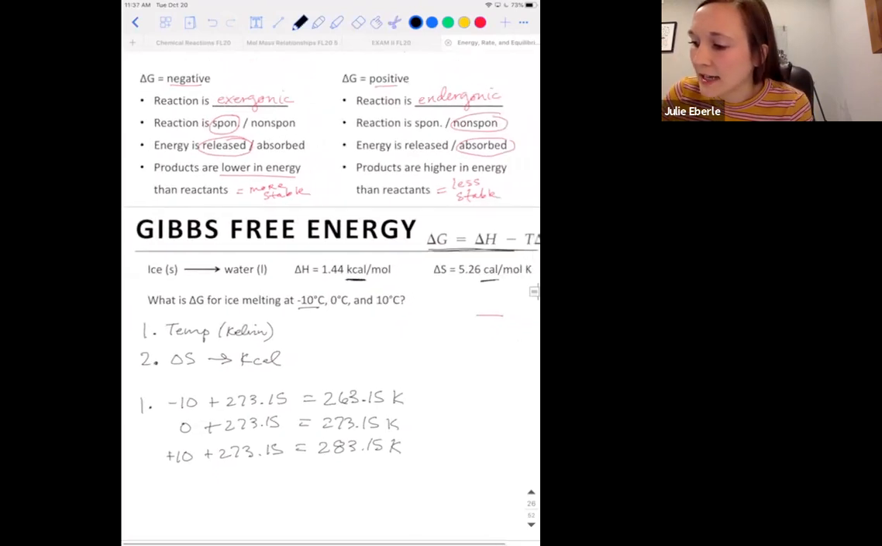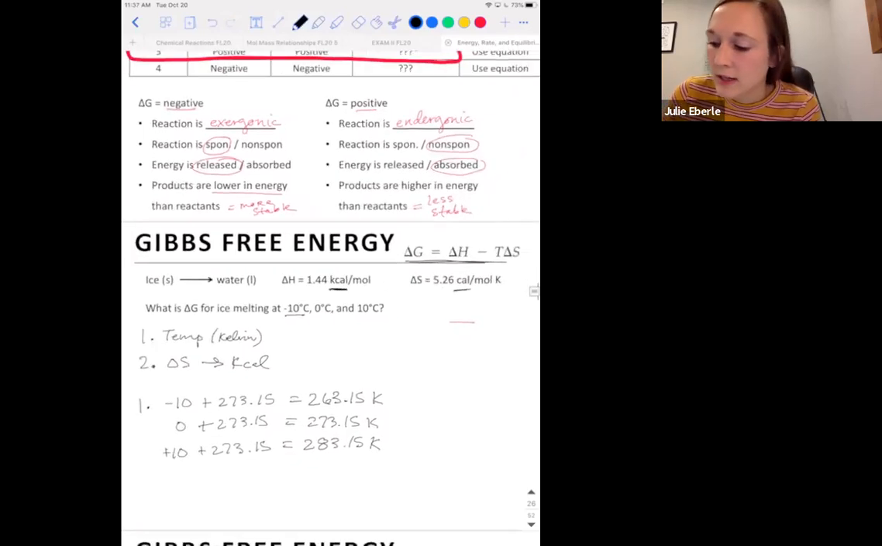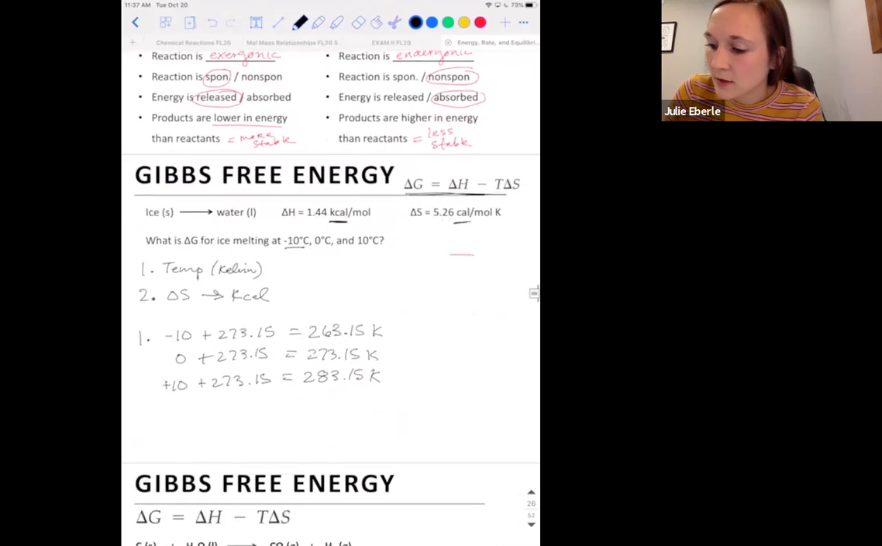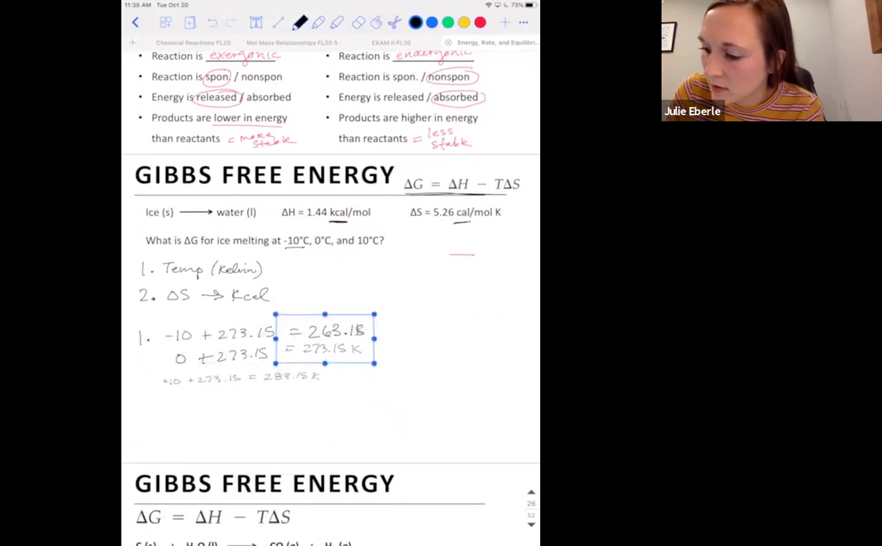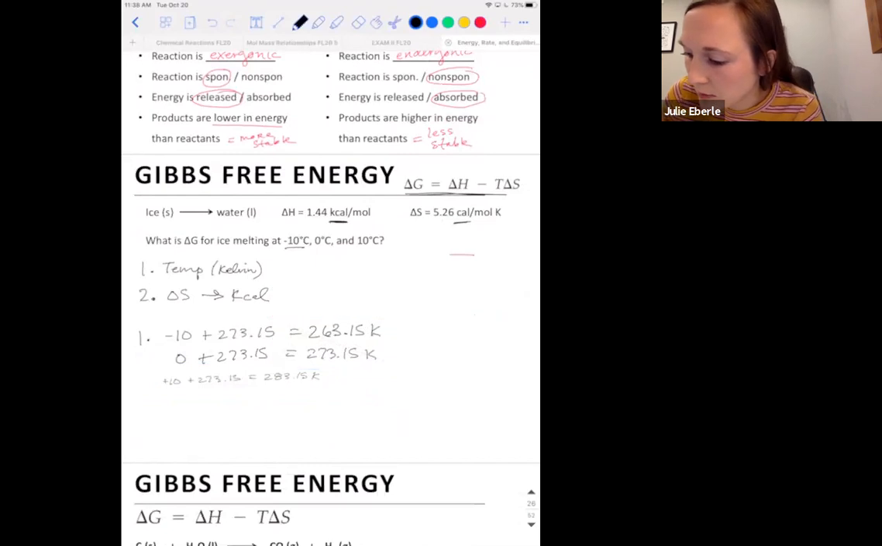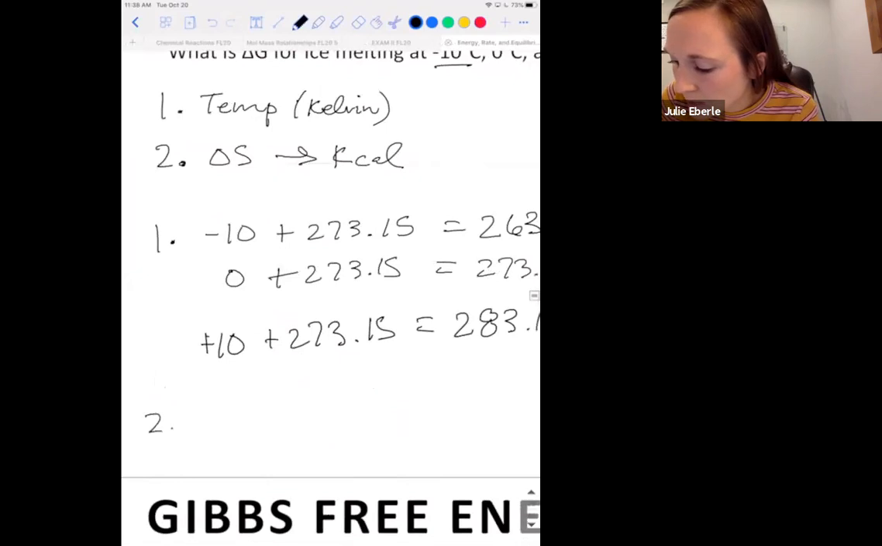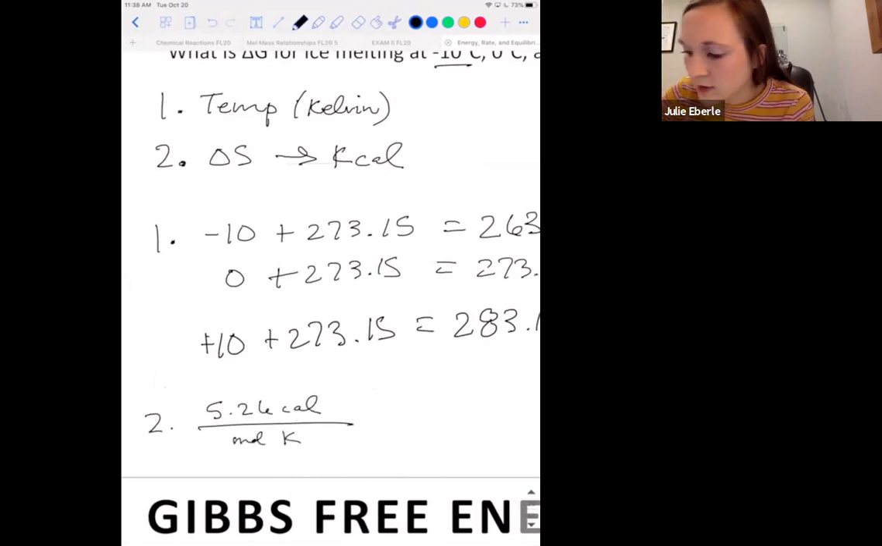And then now we're going to take delta S. It's 5.26 calories per mole Kelvin. Let's convert that to kcals. I'm going to shrink these down to save space. All right. 2. We're going to take 5.26 calories per mole Kelvin. Mole Kelvin is on the bottom. How do I convert this to kcals?